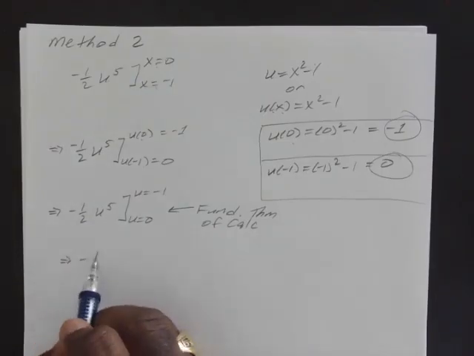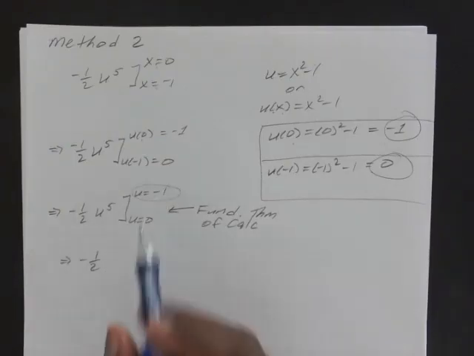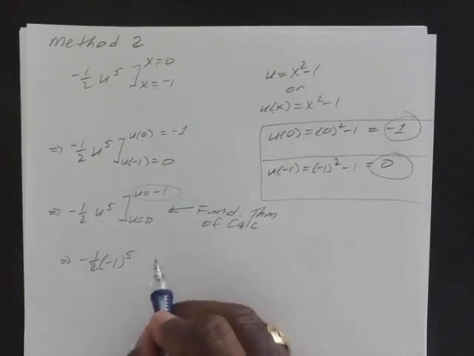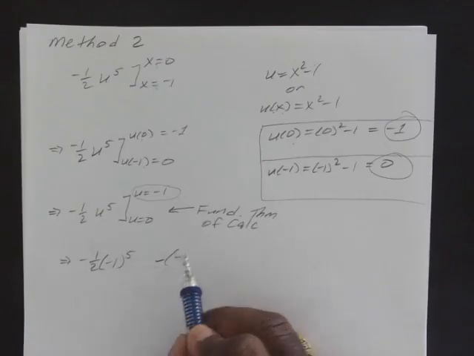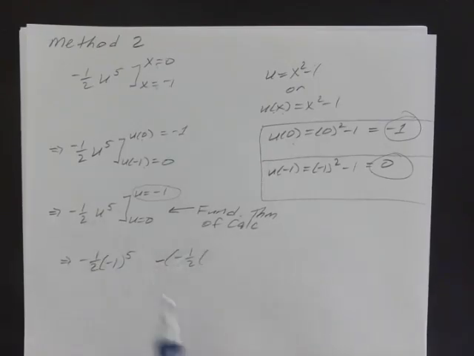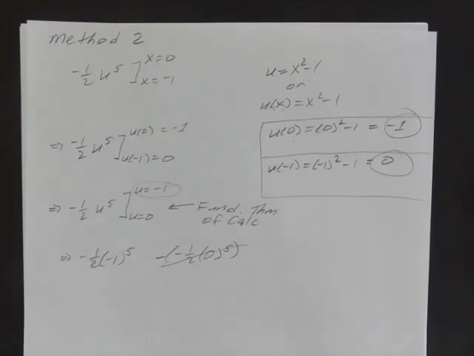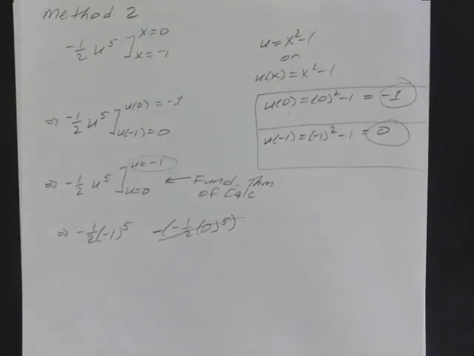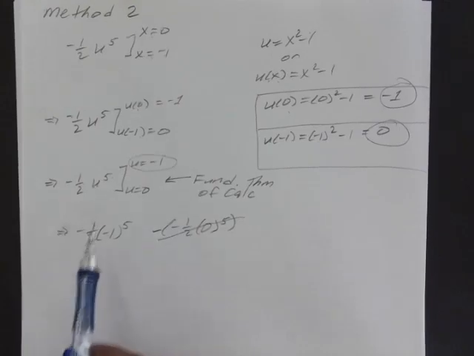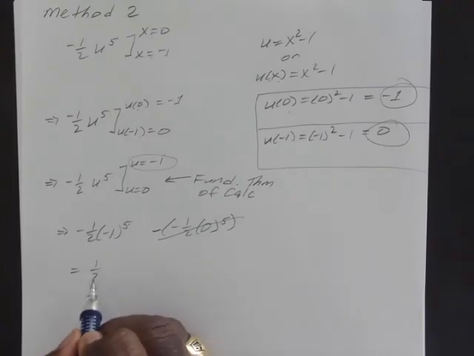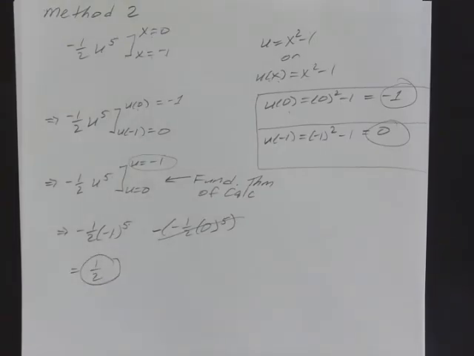So that gives us -1/2 times -1 to the 5th power minus -1/2 times 0 to the 5th power. Where that, once again, just disappears because it becomes 0. And -1 to the 5th power is -1, so -1 times -1/2 is just 1/2. So you get the same answer either way. It's just a matter of picking the one that you prefer. Like I said, I'm okay with either one.